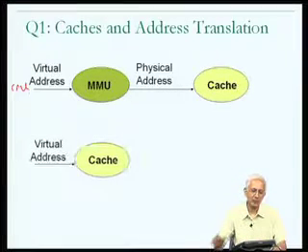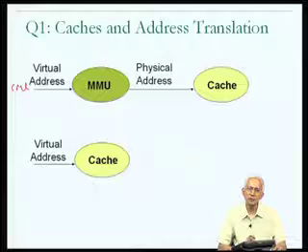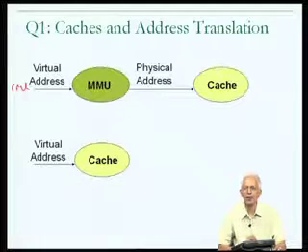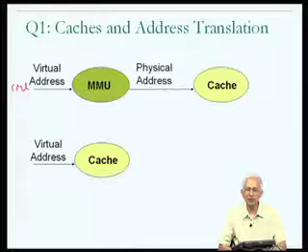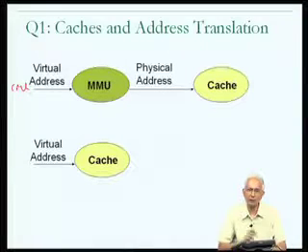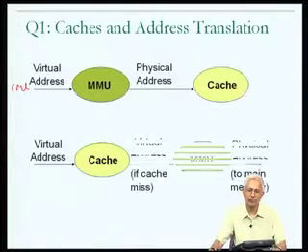Alternatively, things could be set up so that the virtual address itself is what goes to the cache, and the cache hardware is built so that it views the virtual address in terms of least significant bits being the byte offset, intermediate bits being the index into the cache, and so on. So these are really two different alternatives as far as the design of a cache is concerned. Caches could be designed to work on physical addresses, or they could be designed to work on virtual addresses. These are two design options.